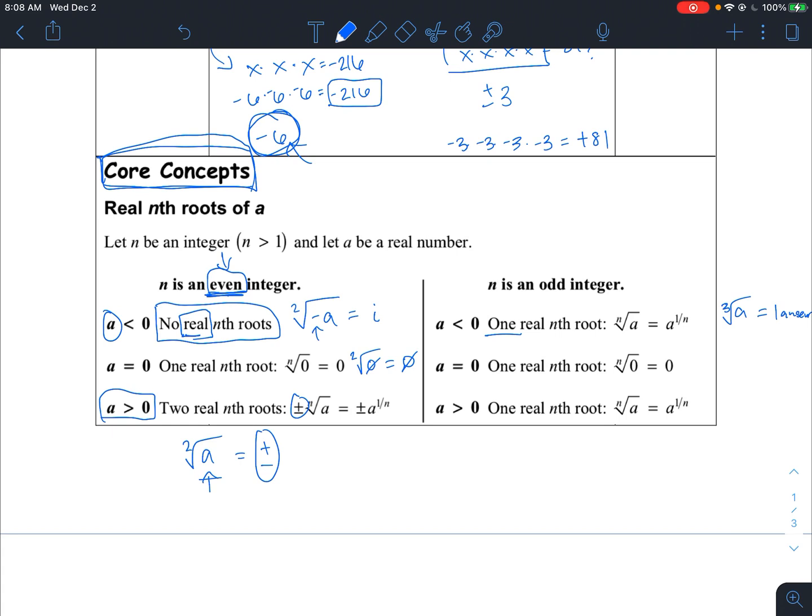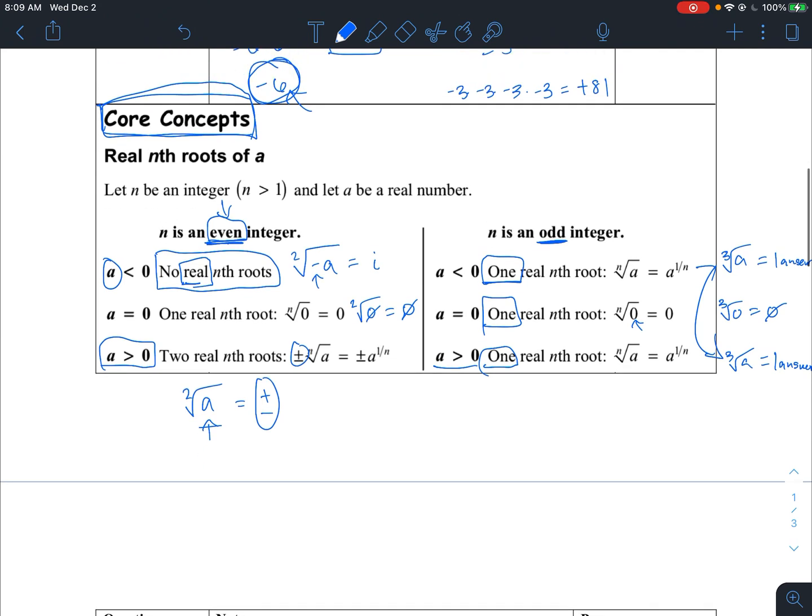And then again, if a is equal to 0, then the third root or the fifth root of 0, seventh root, and so on, is just going to be 0. If a is greater than 0, like the third root of a positive number, then it's still going to be one real root, so one answer. That's the same whether it's positive or negative. So if n is odd, you're only going to have one answer. See that? 1, 1, and 1.